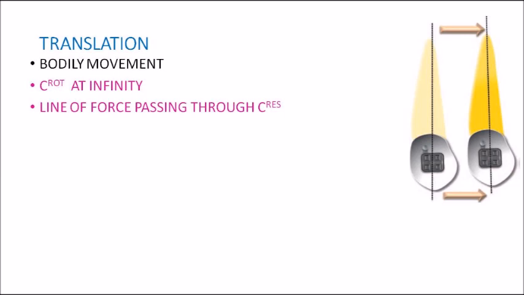For this bodily movement to happen, the center of rotation should be at infinity and the line of force should be passing through the center of resistance of that tooth. Only when these two conditions are met will there be a true translation or bodily movement of the tooth. When the line of force passes through the center of resistance, both the root and the crown will move in the same direction as the force being applied, and here the center of rotation is at infinity.